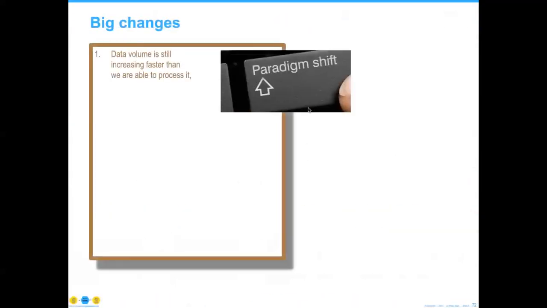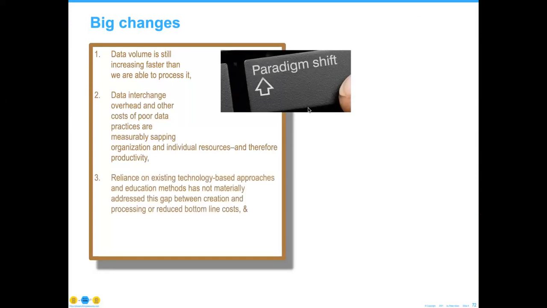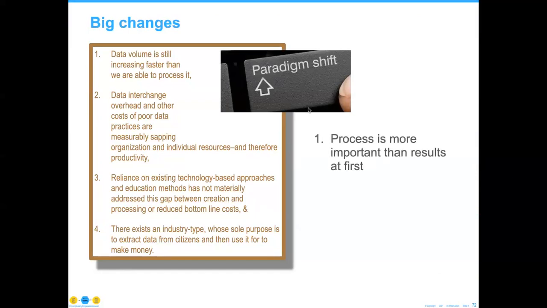Now, let's think for just a minute about where we are. Data volume is still increasing faster than we're able to process it. Data interchange, overhead, and other costs are measurably sapping our organizational resources. The reliance on technology focus has not materially addressed this gap, and we're fighting against an industry whose sole purpose is to grab data and get money. So process around all of these is going to be more important to results because we have to develop the organizational capabilities to do this. If we don't, and we're reliant on fleeting, ephemeral types of activities, it's not going to work.